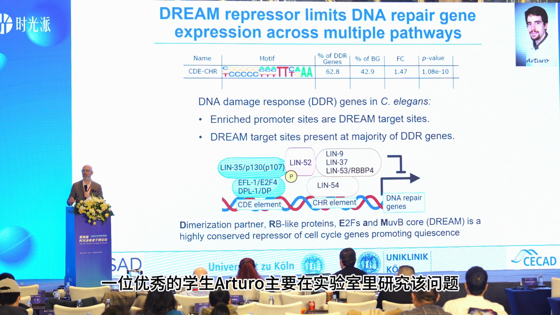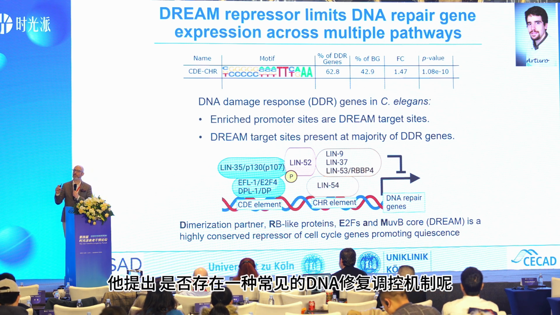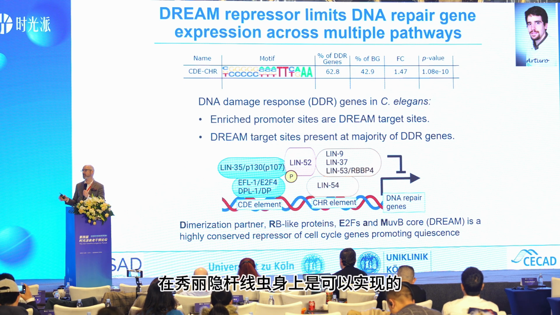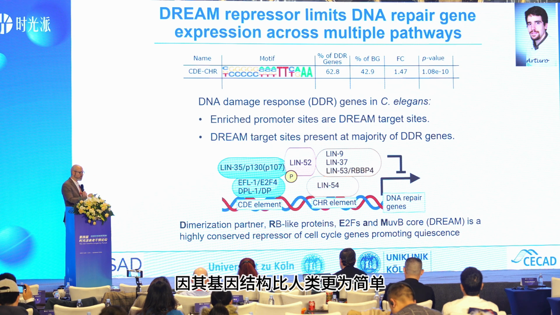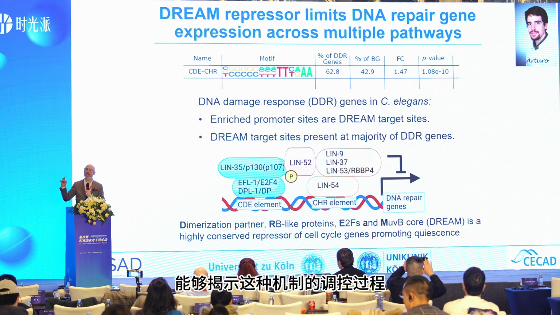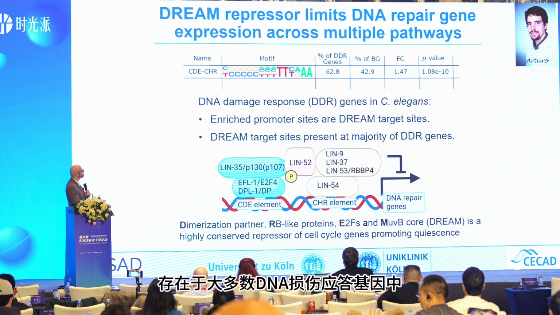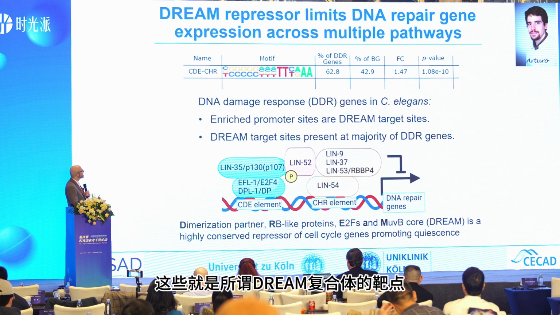And this question was approached by an exceptional graduate student in the lab, and he asked whether there are common regulatory mechanisms of DNA repair genes. And it's the elegance if you do that, because gene structure is easier than in humans. So he asked whether the DNA damage response genes in C. elegans carry a specific promoter sequence that could give a clue as to how they could all be regulated. And he identified a specific motif, the CDE/CHR motif, that is present in the majority of DNA damage response genes, and these are target sites for the so-called DREAM complex.